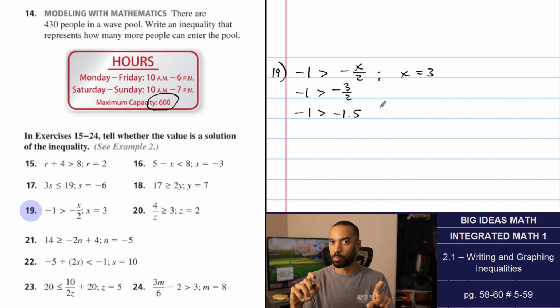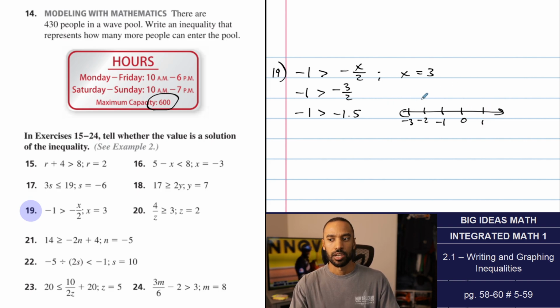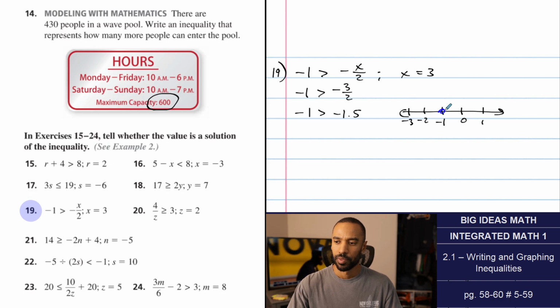Keep in mind, they're negative numbers. What we have to keep in mind, especially when we start doing number lines, is that on a number line, like here's 0, negative 1, negative 2, etc., numbers to the right are bigger than numbers to the left. Well, here's negative 1, and here's negative 1.5.